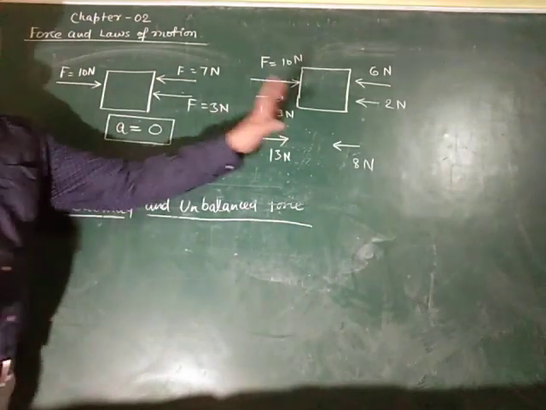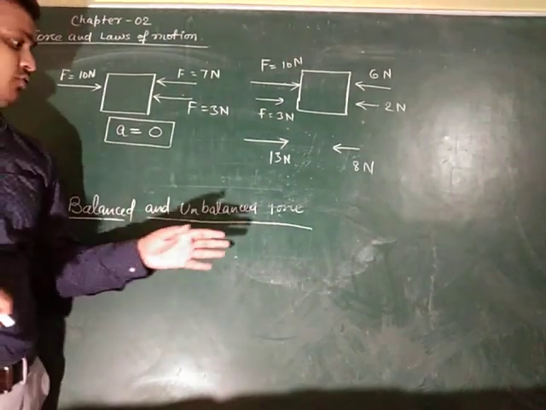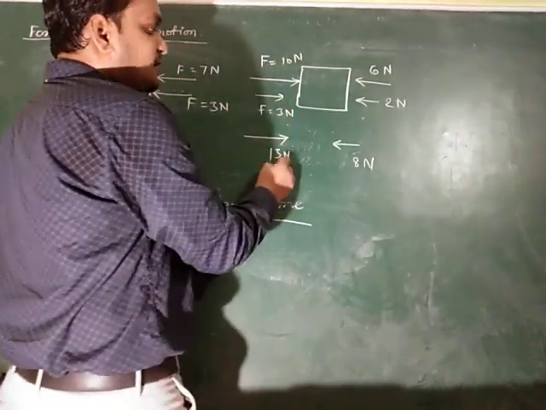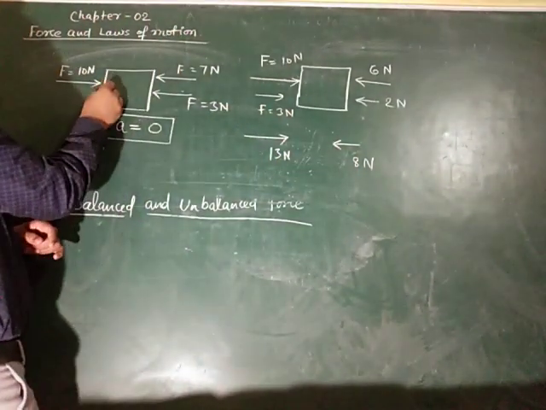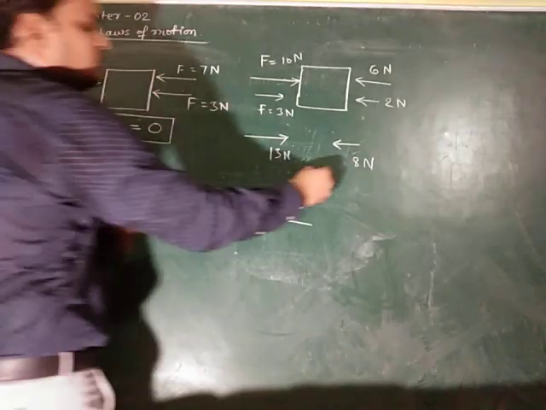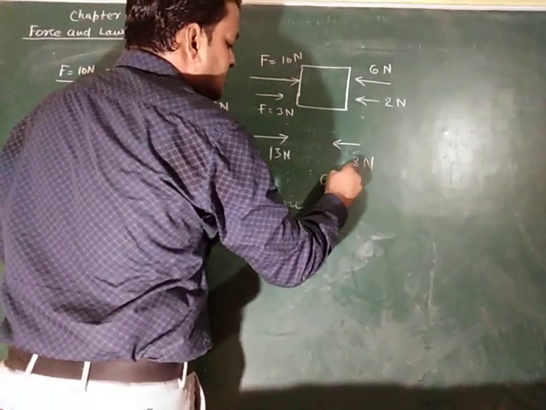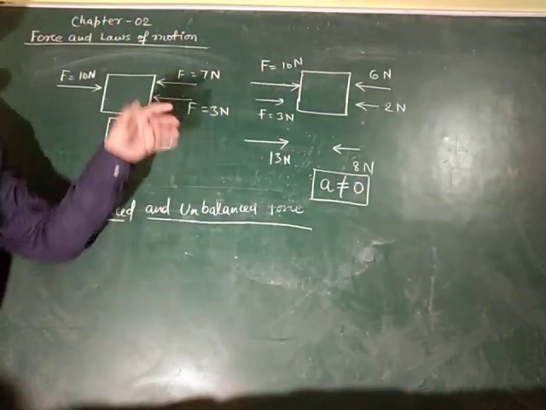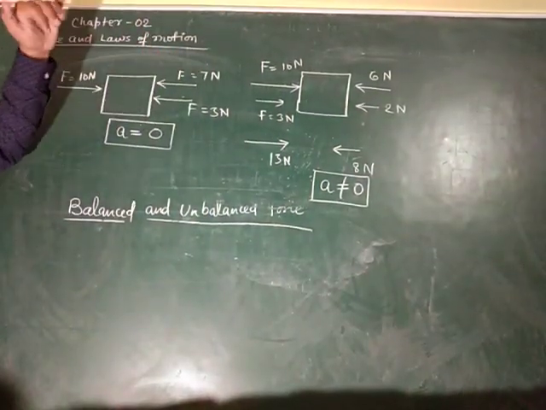So such forces are called unbalanced forces, because they can produce acceleration, because there is a net force. Net force is not 0, but in the earlier case the net force was 0, and that is why there the acceleration was 0. Here the acceleration is not equal to 0 and the body begins to move.